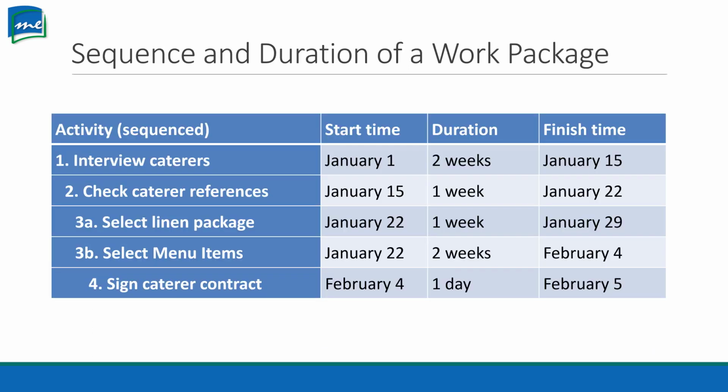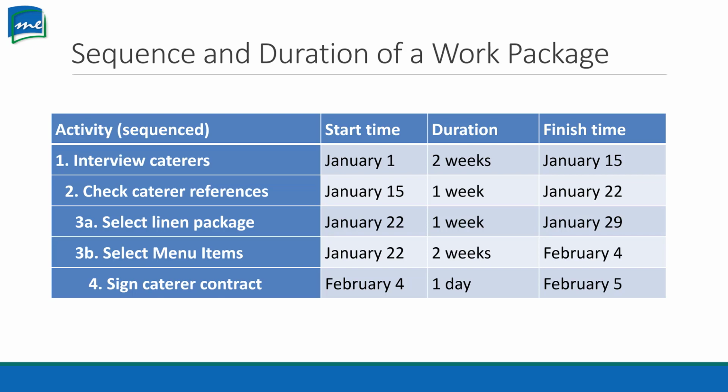All right. Next, we need to sequence and evaluate the durations of a work package. Here, looking at the activities: interview caterers, check caterer references, select a catering package. An event is going on here where it looks like there's going to be food. Well, we have interview caterers. That's going to be the overall because it's got a 1 there. So underneath that, we have a 2. Starting on January 15th, that week, it's going to take 1 week to check the caterer's references.